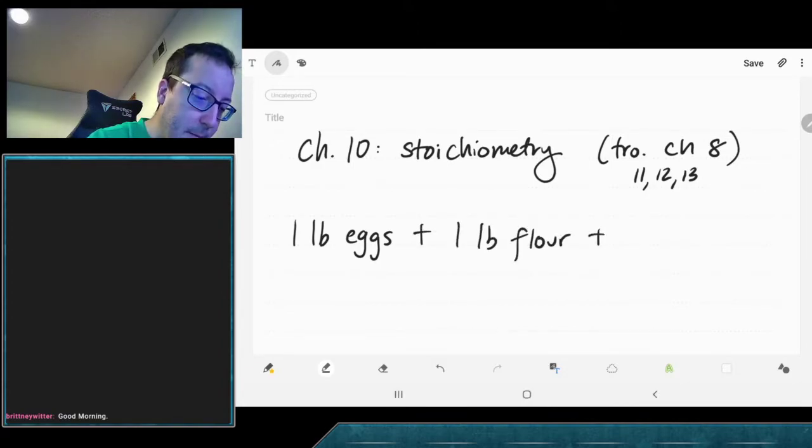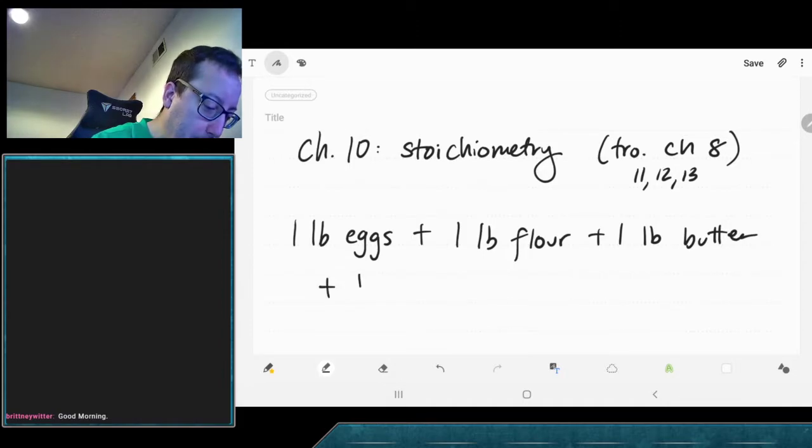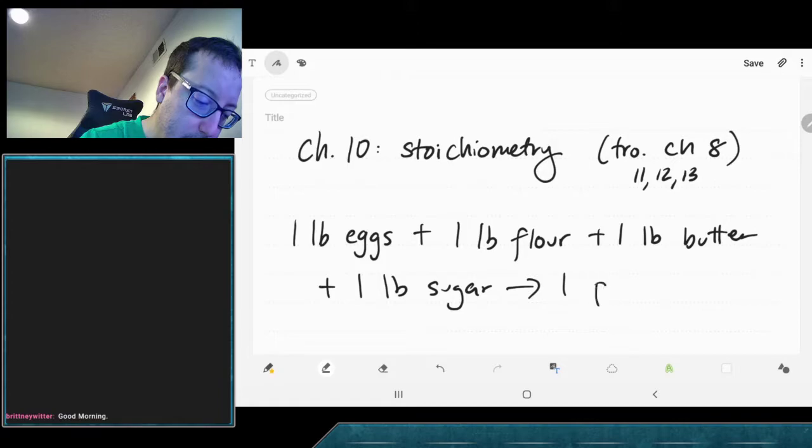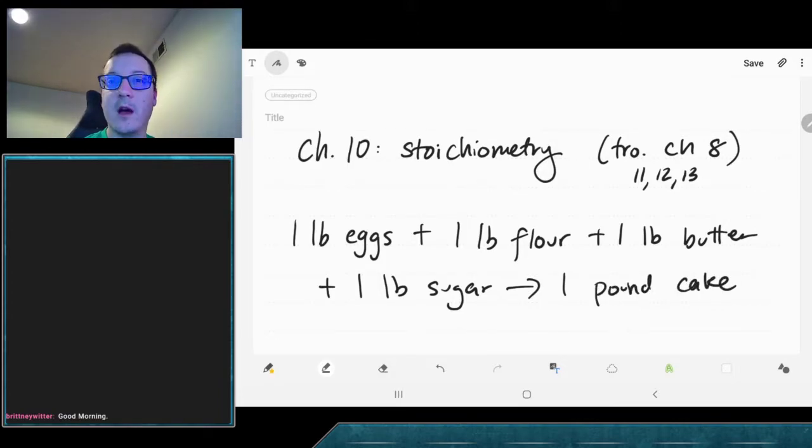a recipe. Let's see what I'm missing. Butter. This is a recipe for a famous cake called a pound cake. A pound cake is named as such because all of the ingredients are 1 pound each. So it is a cake for sure.